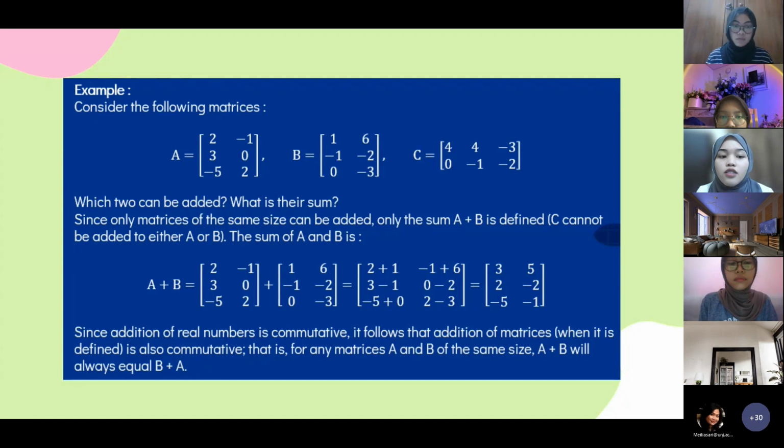Since addition of real numbers is commutative, it follows that addition of matrices, when it is defined, is also commutative. That is, for any matrices A and B of the same size, A plus B will always equal B plus A.